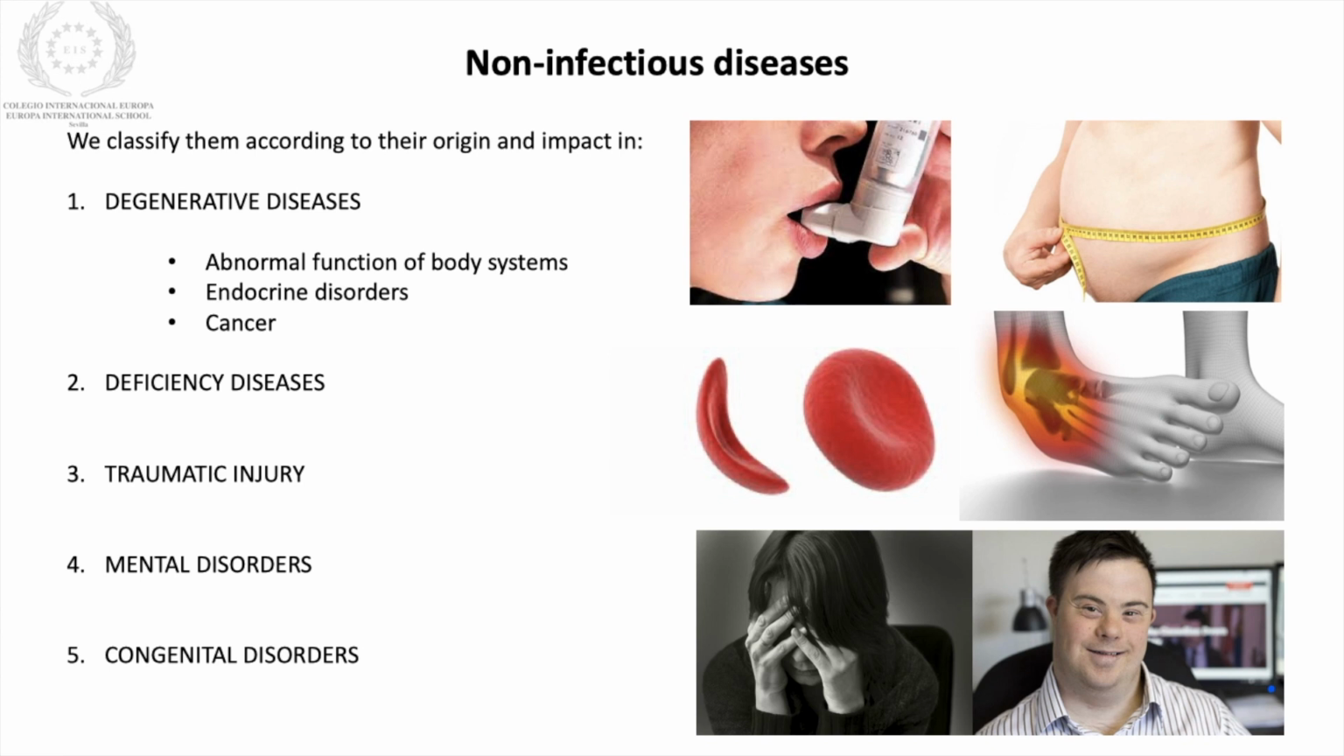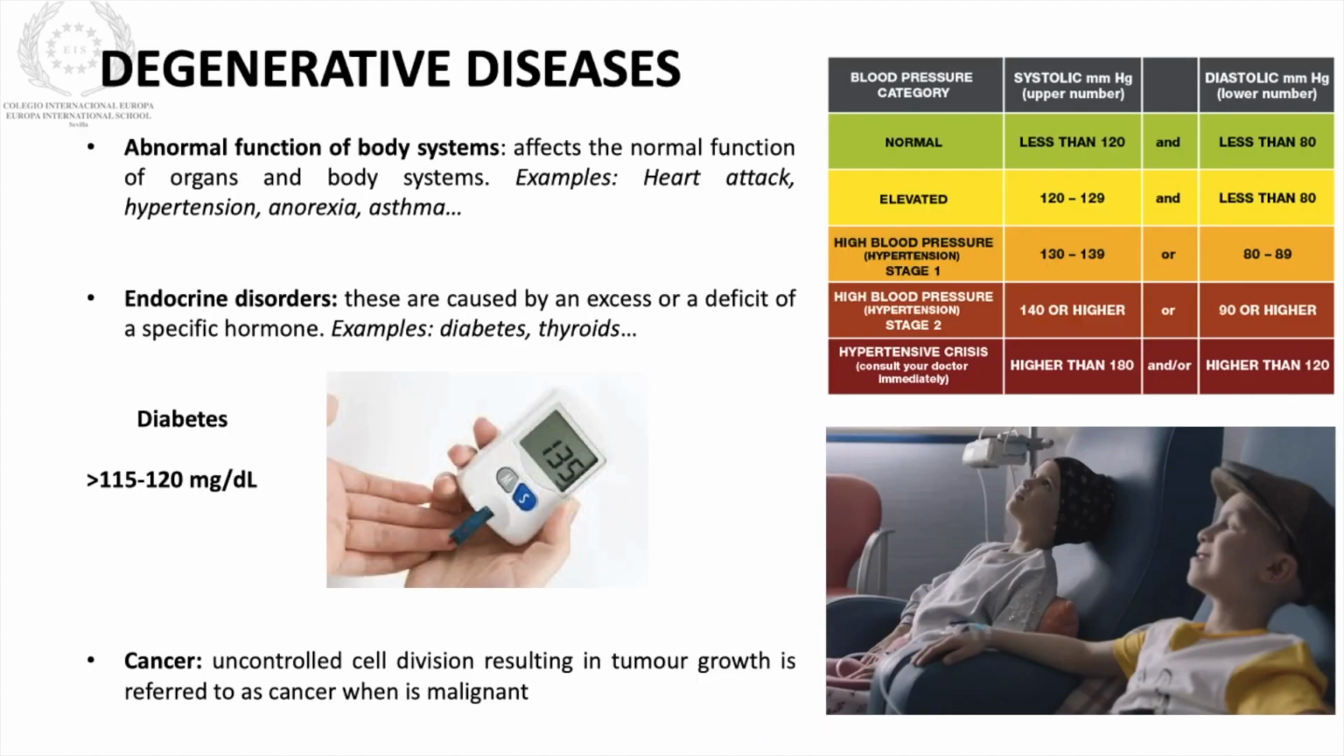Degenerative diseases, deficiency diseases, traumatic injury, mental disorders, and congenital disorders. Let's start. The degenerative diseases, we have abnormal function of the body system, okay? If this disease attacks or affects the normal function of the organs or the whole body. Okay, for example, you had a heart attack, hypertension, anorexia, asthma.